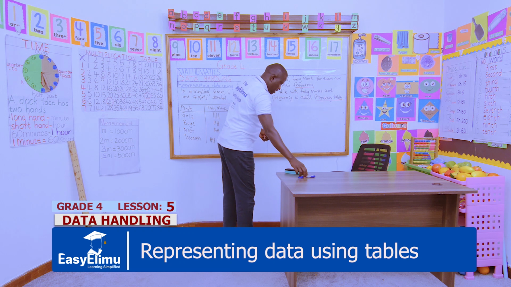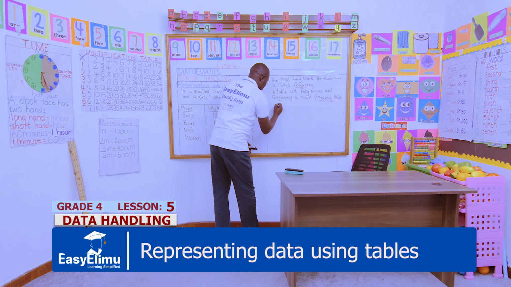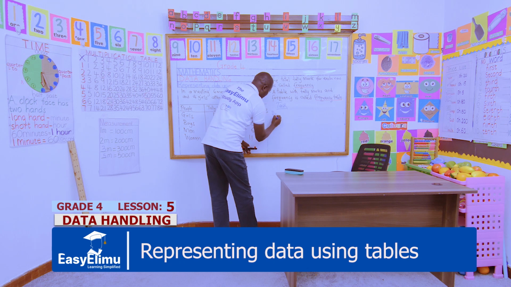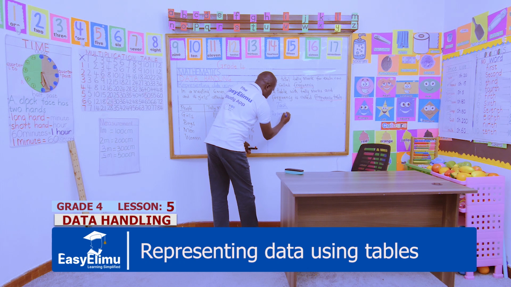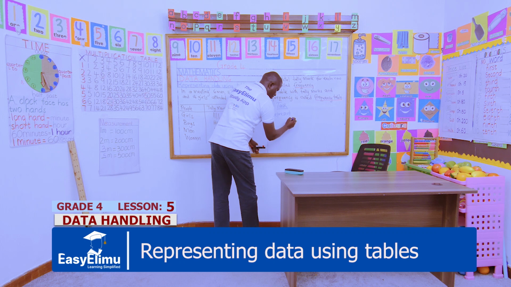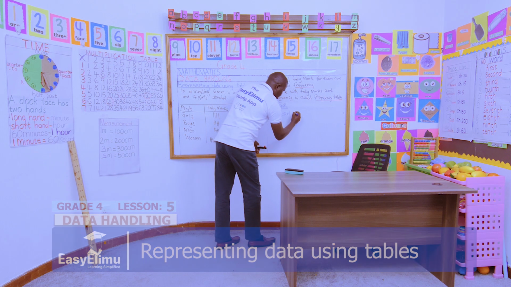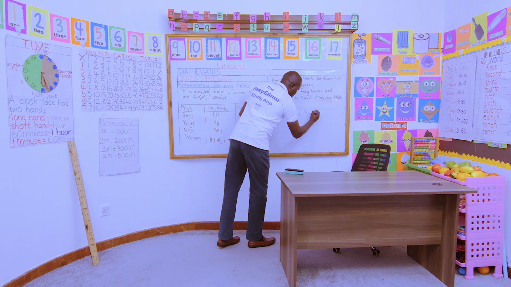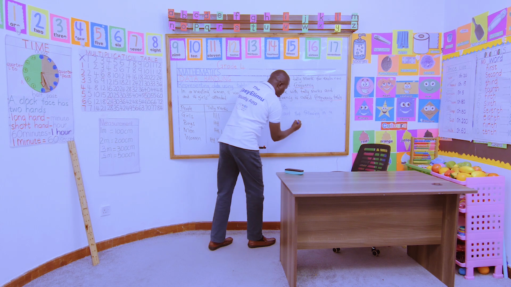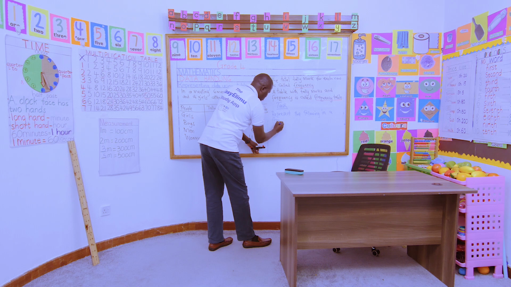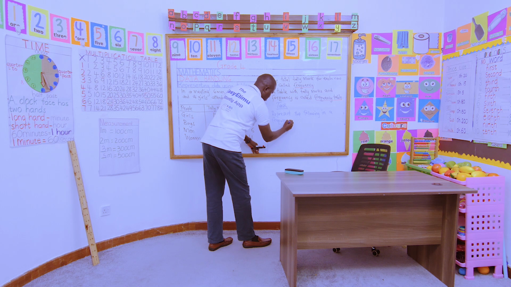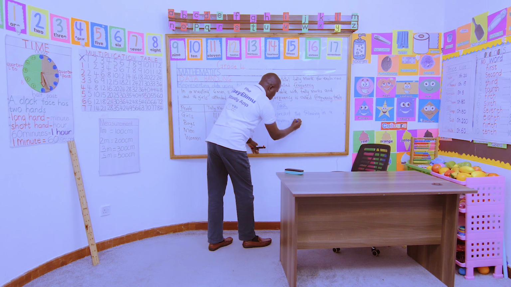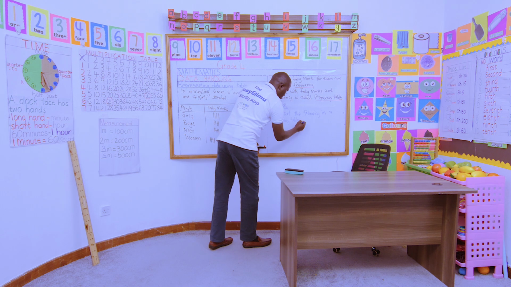Learners in our groups, can we try to tackle this information? The task now is to represent the following in a frequency table.